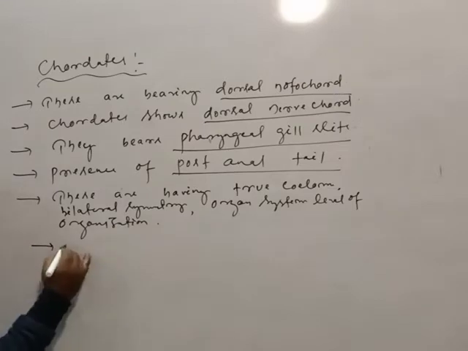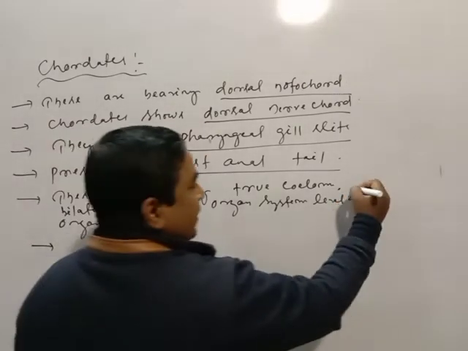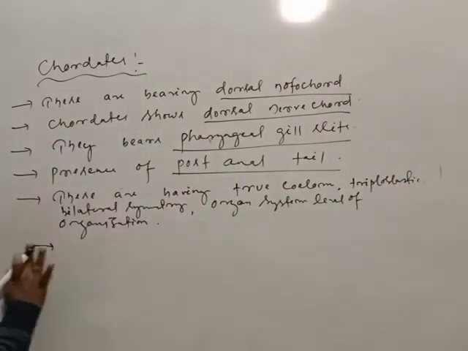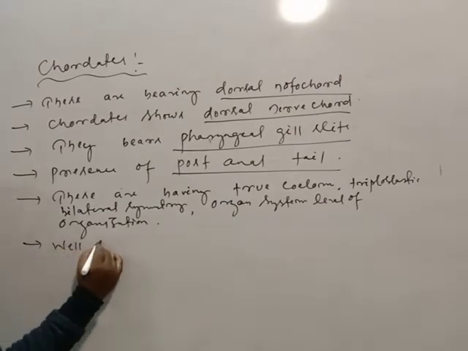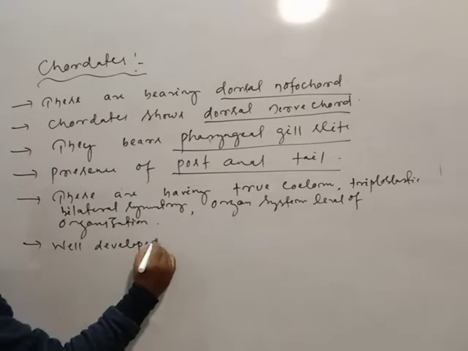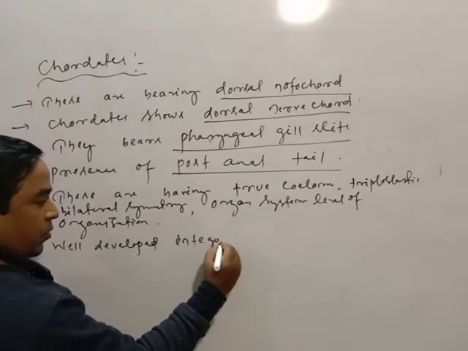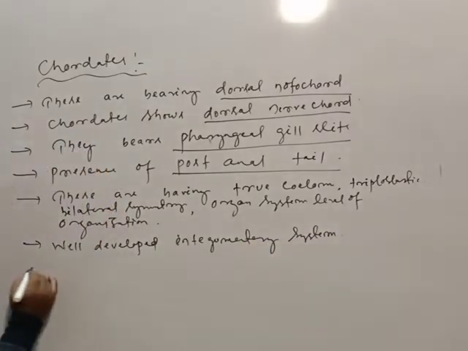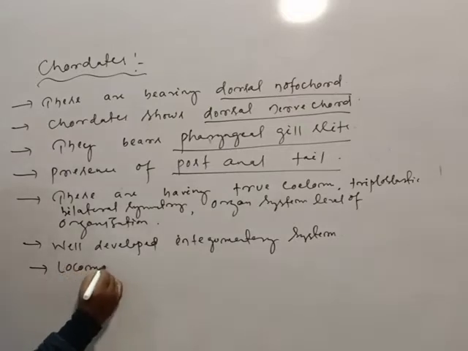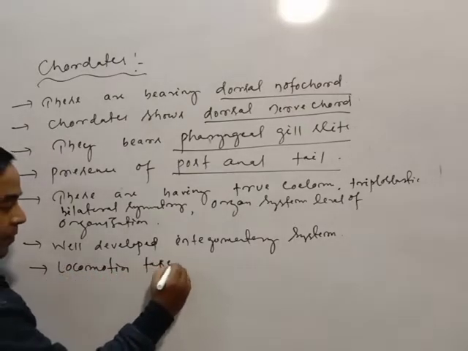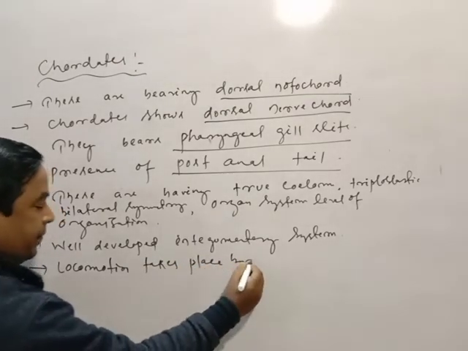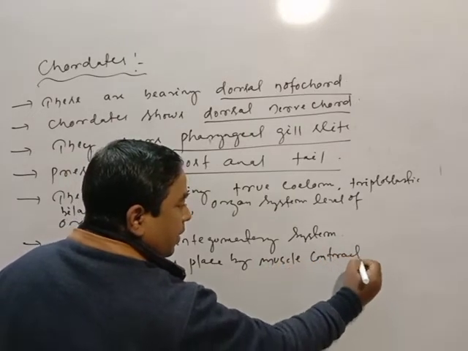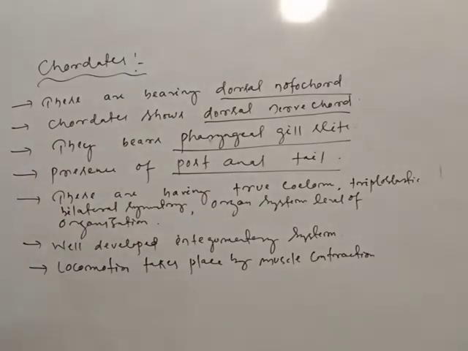Next, triploblastic. Next, well developed integumentary system. Next, locomotion takes place by muscle contraction.